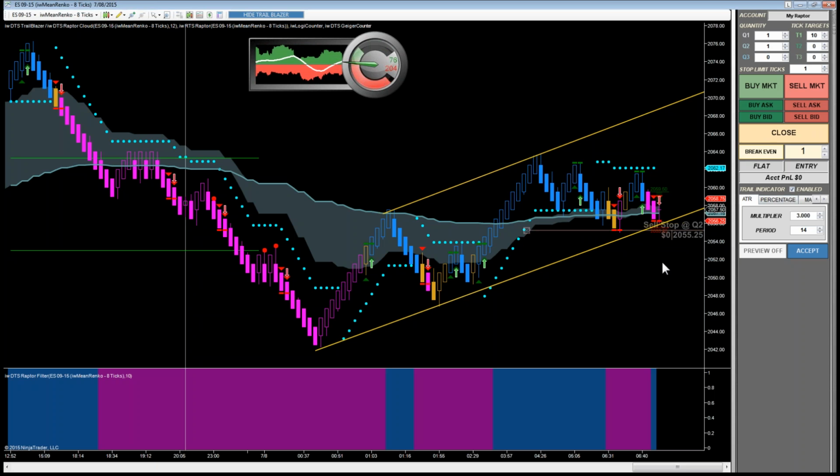We'll just sit with this one for a little bit to see whether or not we can get a fill. Okay, the E-mini kind of holding its own at the moment.